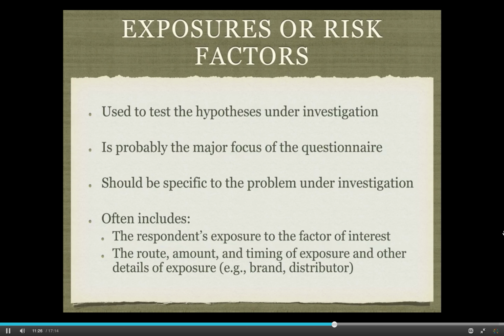Exposures or risk factors, again, these are what we'd consider our independent variables that lead to a change in our outcome, and they often include the exposure to a factor of interest, the route, the amount, the timing of the exposure, and other details of the exposure.